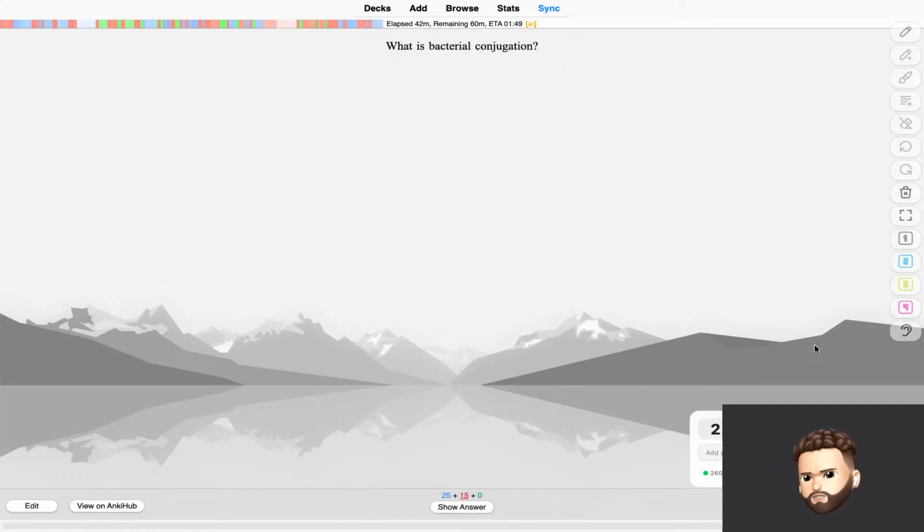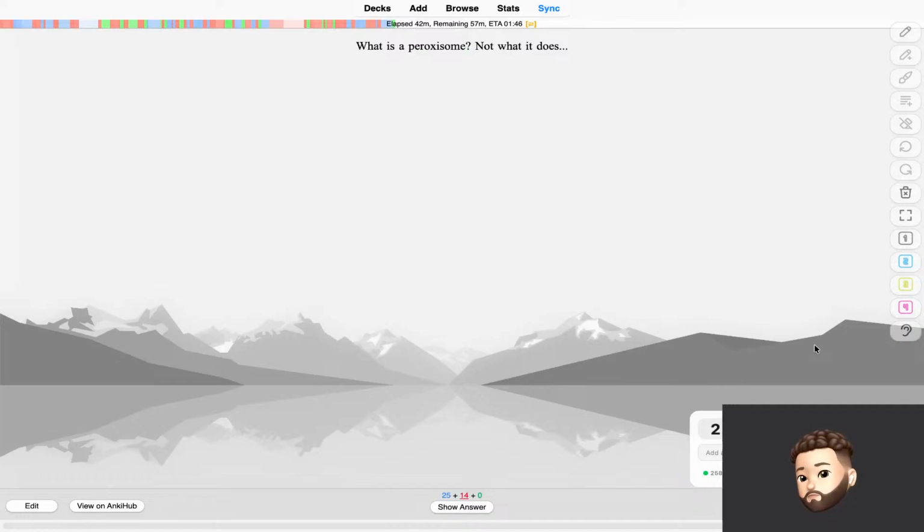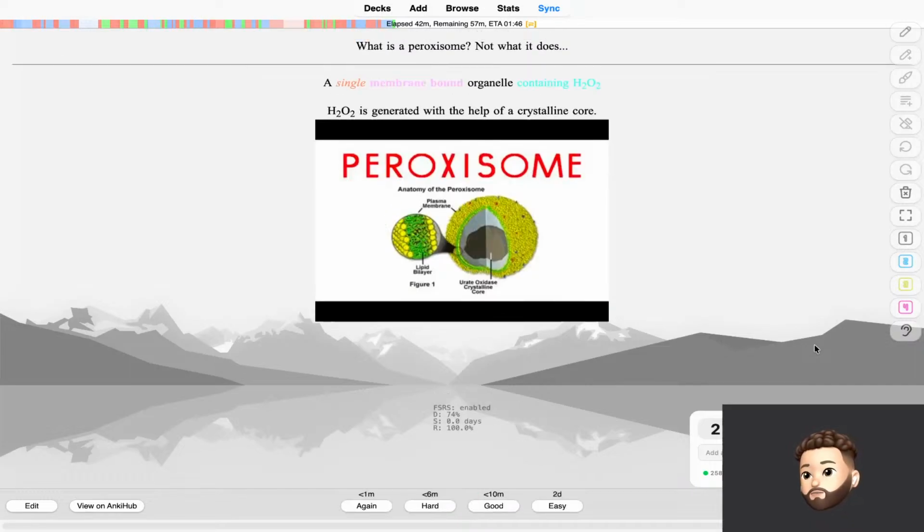What is bacterial conjugation? Bacteria are going to form conjugation bridges to share genetic information. What is a peroxisome? It's a single membrane bound organelle that contains peroxide.